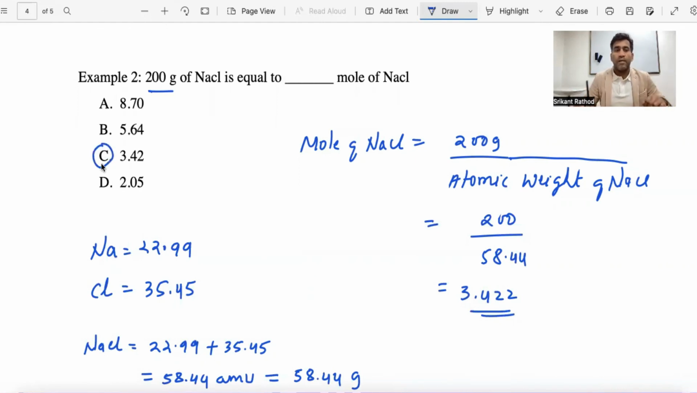This is just an introduction to how we calculate the mole for a given substance, whether it is given in terms of atomic weight or in terms of grams. And this is the very fundamental thing we need to know about stoichiometry. In the next videos, we will go into more advanced topics, like how we do the mole calculations and other things related to that.